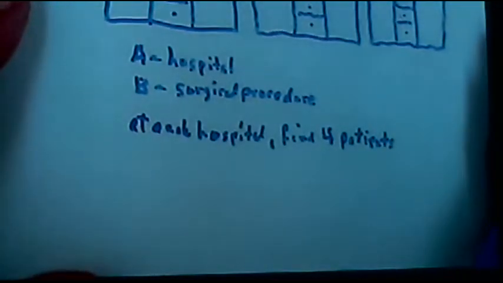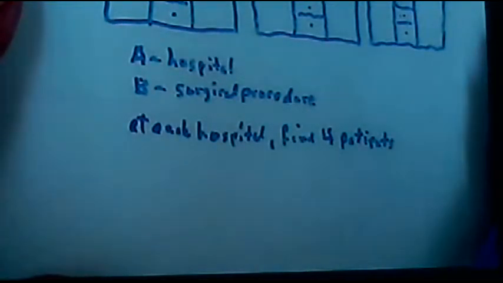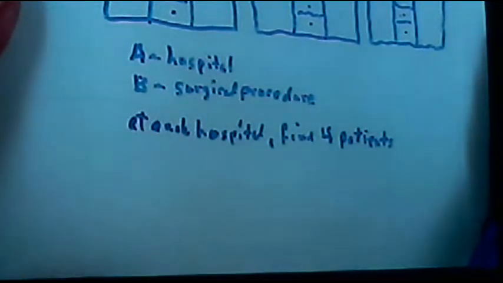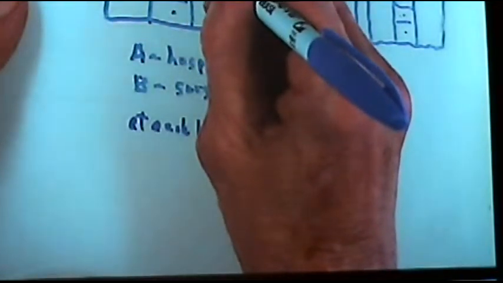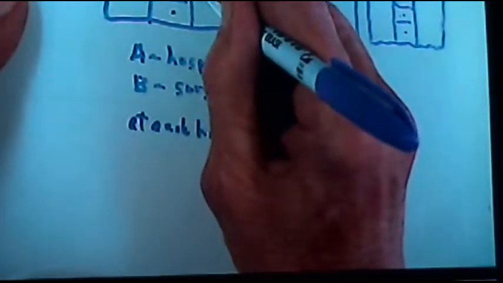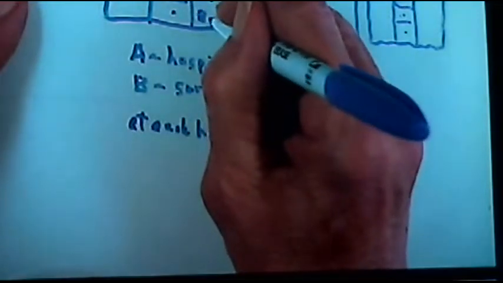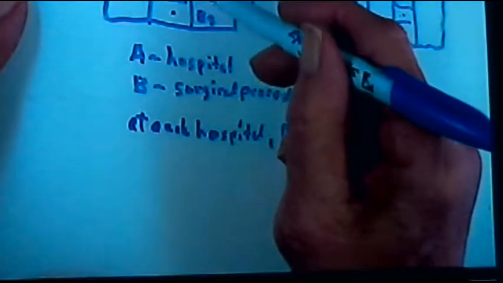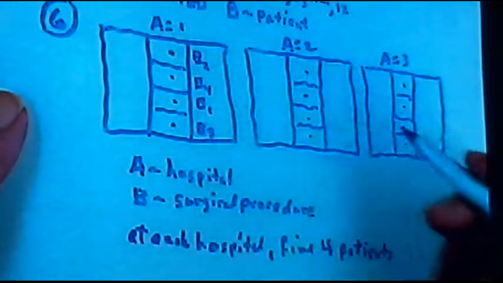So when I've done this, I've got 4 patients at each hospital, and I'm going to use each of the surgical procedures once at each hospital. So for example, I didn't write it in here. This could be like B2, B4, B1, B3. Surgical procedure 2, surgical procedure 4, surgical procedure 1, surgical procedure 3.